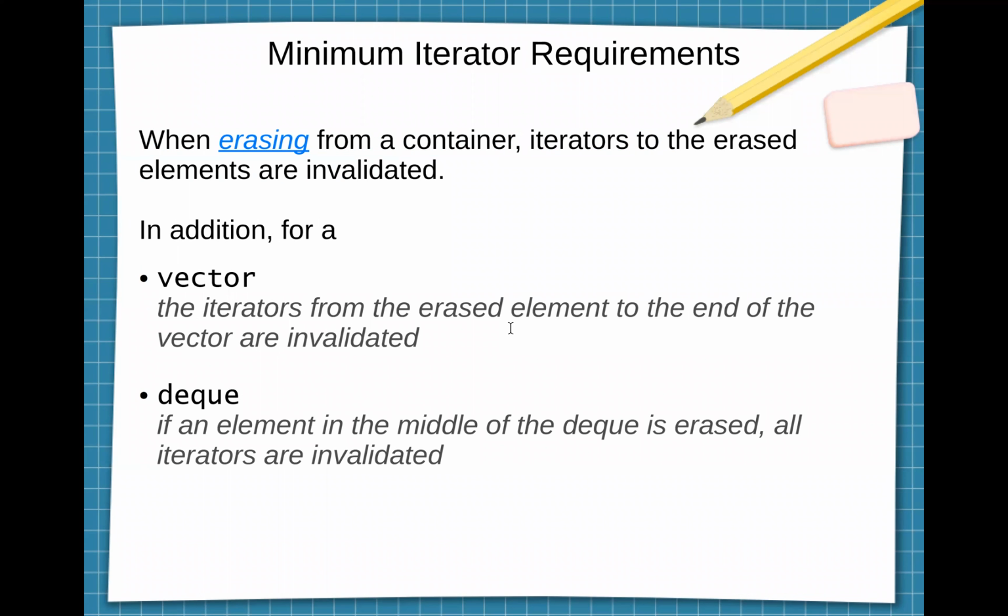Now, when we are erasing or deleting from a container, iterators that point to erased elements, of course, become invalidated. In addition, for a vector, the iterators from the erased element to the end are invalidated because the element is removed from the sequence, so all the elements to the right of it will be shifted one position to the left. So then we have an issue. In the deque case, if an element in the middle of the deque is erased, then all iterators are invalidated. We don't have any issues if the element is removed from the end or from the front, but we do have issues if it's somewhere in the middle.